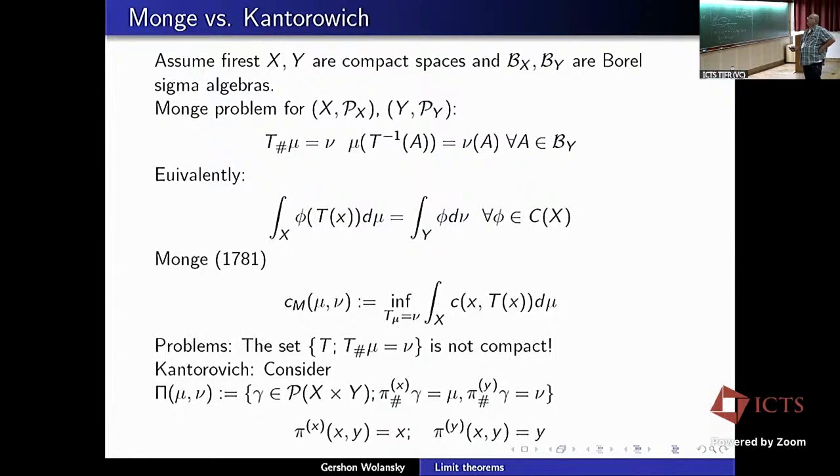Equivalently, for any continuous function, this integral is the same. So this is the equivalent condition to T push forward mu equals nu. The Monge problem, like I said at the beginning, is just to find the infimum over all mappings T with T push forward mu equal nu, of this integral with respect to the cost function C, a certain cost function C, which is, let's say, a continuous function of x, y.